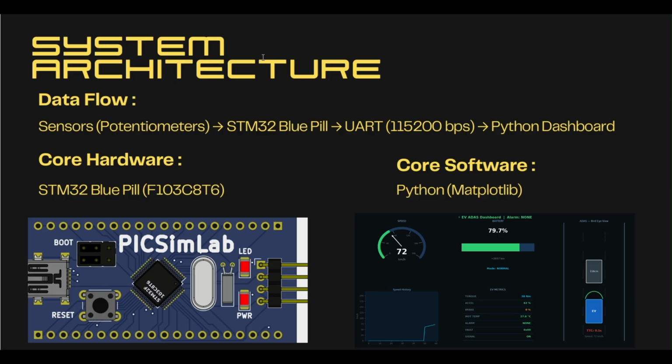The STM32 packages all the vehicle data into a simple line of text and sends it wirelessly or via serial cable using UART at a fast speed of 115,200 bits per second. A Python script reads this text, decodes it, and instantly updates our screen.